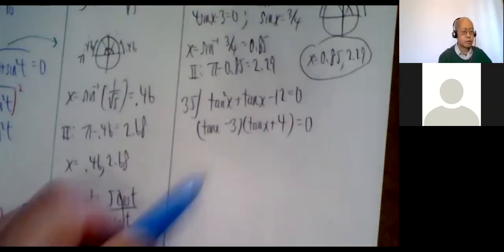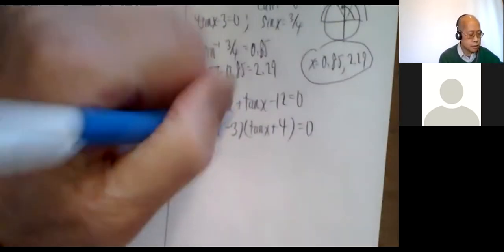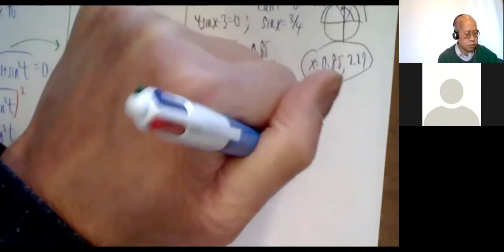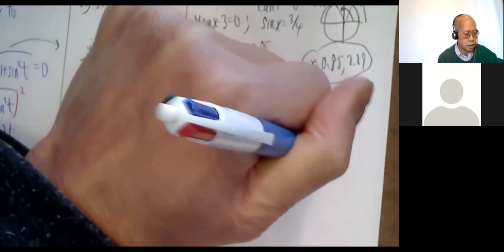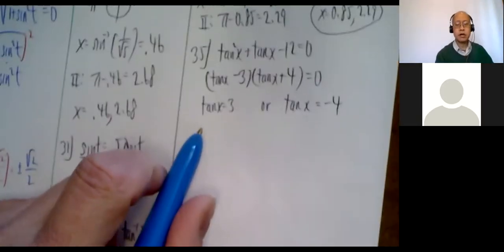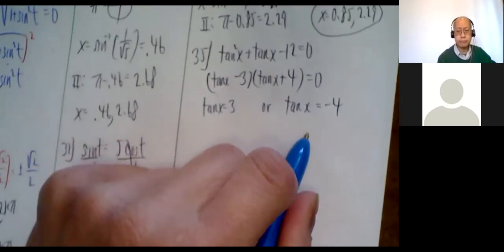Okay. So either this one is 0 or this one is 0. Tan x equals 3 or tan x equals negative 4. Okay, so I'm going to have 4 solutions. This gives me 2. This gives me 2.